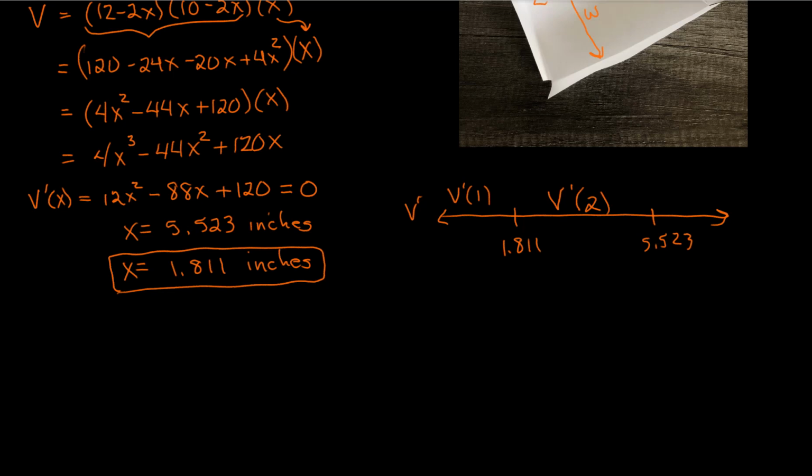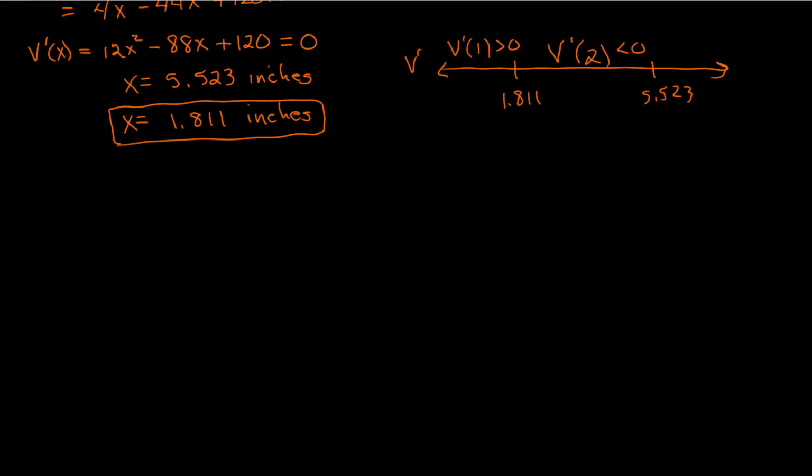I'm going to put in 1. I'm going to put in 2. 1 winds up being greater than 0. 2 winds up being less than 0. Okay, so greater than 0 means the slope's positive. It's increasing. Less than 0 means the slope is negative. It is decreasing. If we go from increasing to decreasing, this is a max.